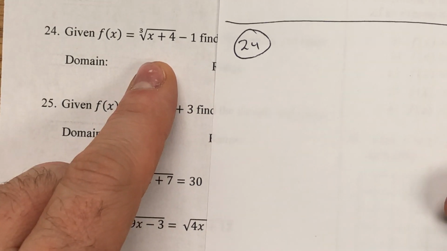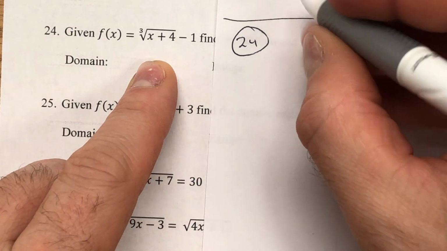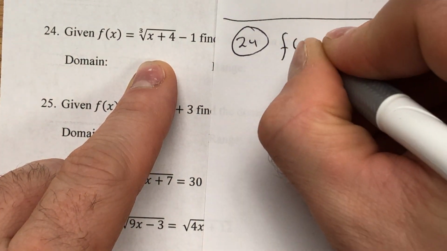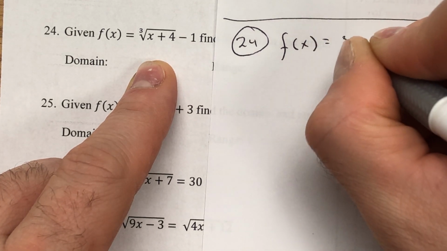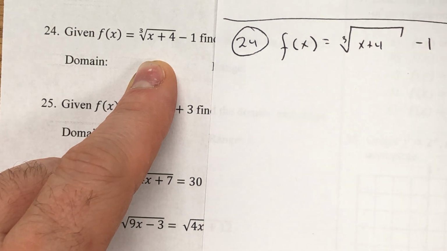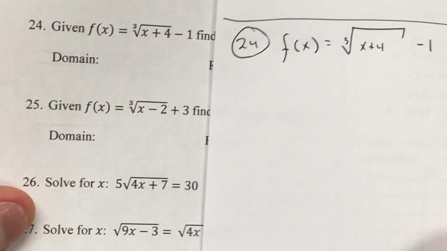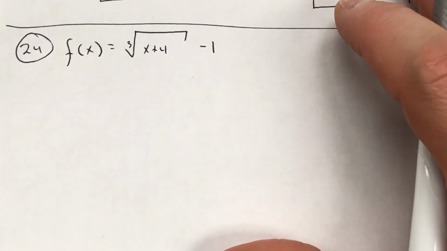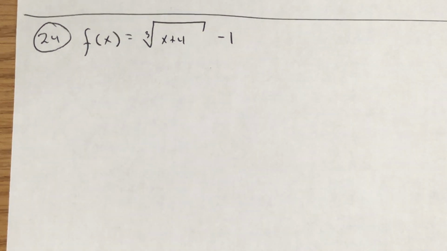Very similar style question, except this time, instead of a square root, I have a cube root. So the cube root of x plus 4, minus 1. And so this pulls into function. Do we recognize the values of a cube root? What is the shape of a cube root function?